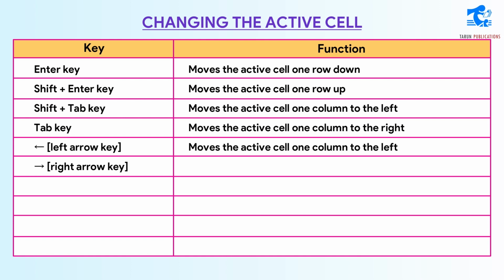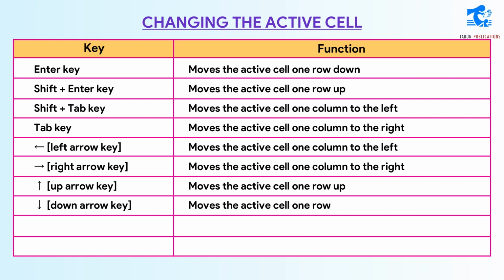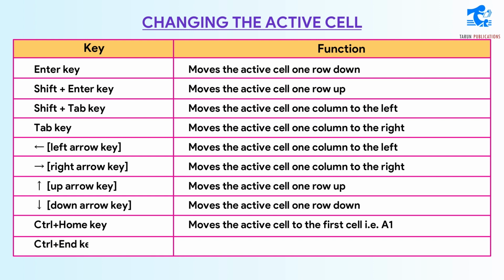Right arrow key. Moves the active cell one column to the right. Up arrow key. Moves the active cell one row up. Down arrow key. Moves the active cell one row down. Ctrl plus Home key. Moves the active cell to the first cell i.e. A1. Ctrl plus End key. Moves the active cell to the last used cell on the worksheet.